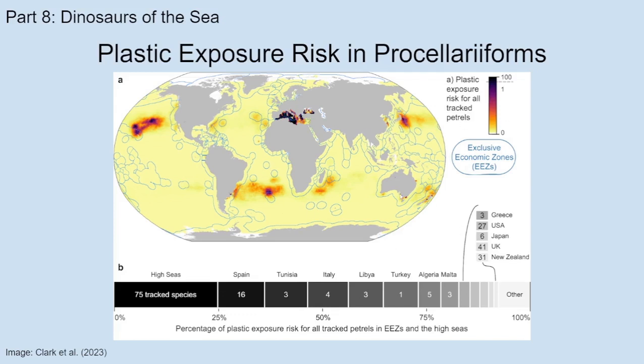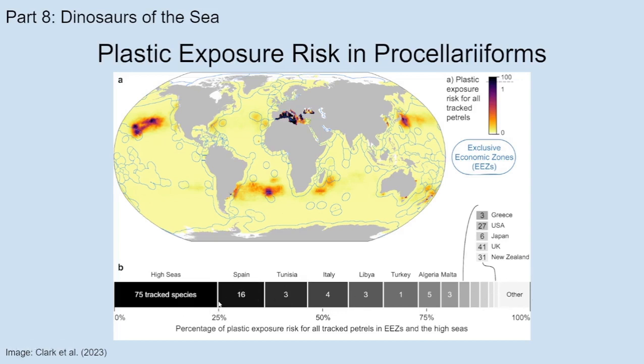And even then, even if we set aside all these regions of the ocean that count as exclusive economic zones of specific countries, so the direct offshore waters of specific countries, if we look into the open ocean, the global ocean, if we go into the high seas, as they say, there are still many regions of high risk to Procellariforms when it comes to plastic pollution, both in the Pacific and the Atlantic oceans. And so on the bottom, you can see a bit of a chart, I suppose, or a graph showing the overall percentage of plastic exposure risk for Procellariforms divided by region. And you can see that Spain, because it's bordering the Mediterranean, is the country with the overall highest plastic exposure risk for all Procellariforms that were studied here.